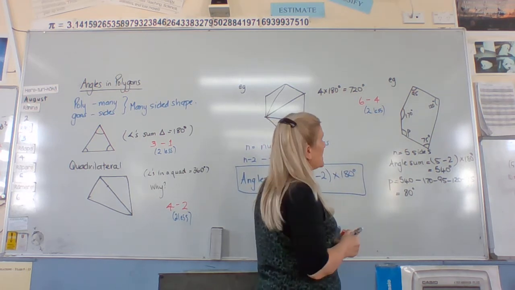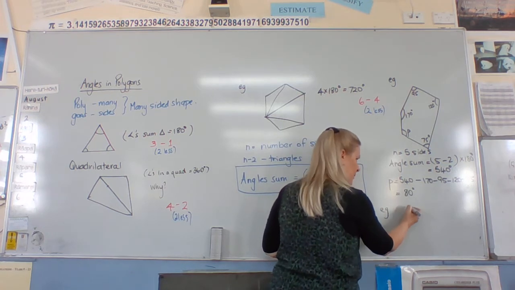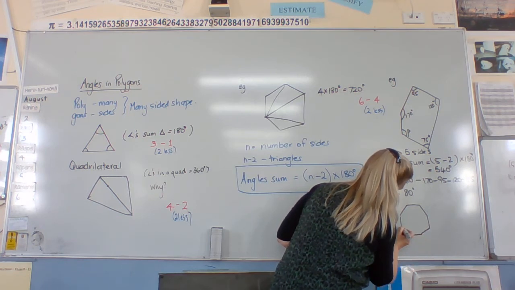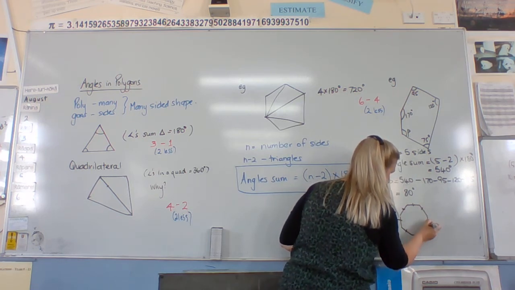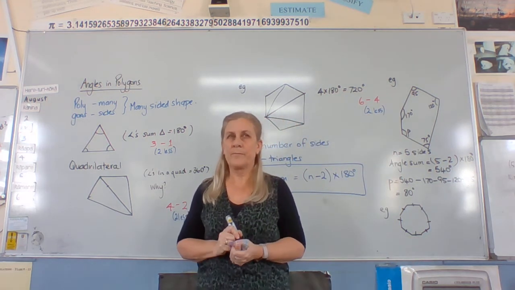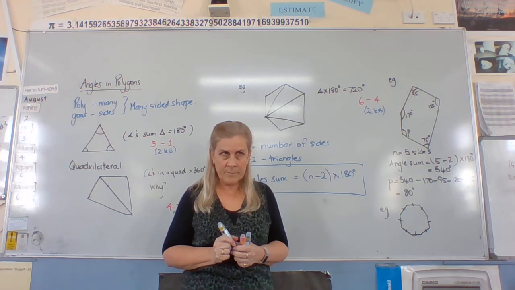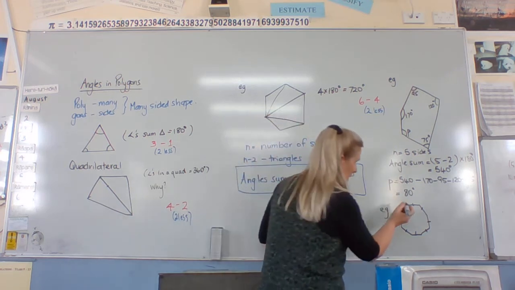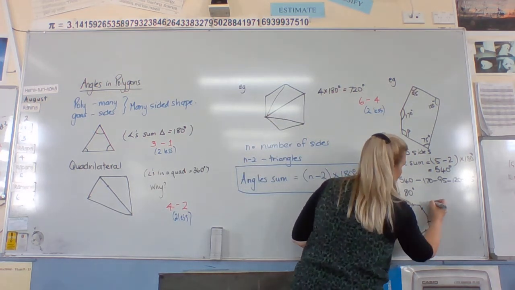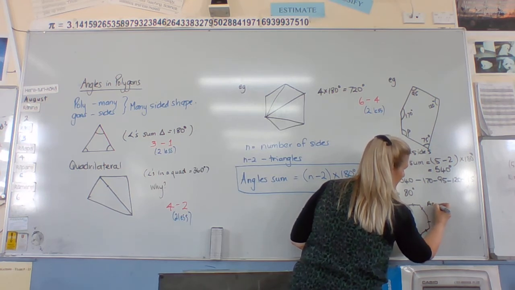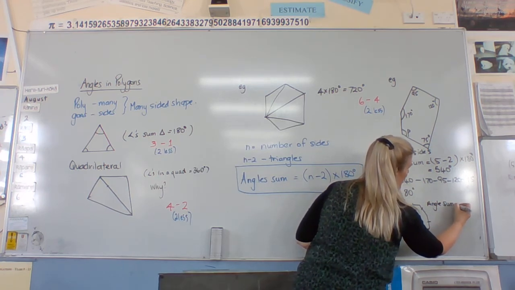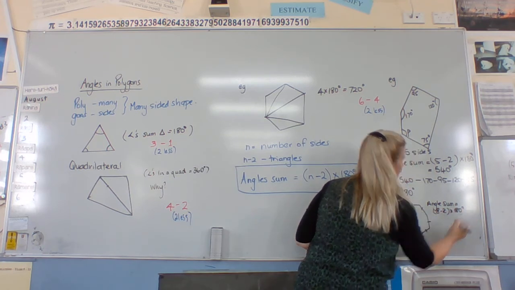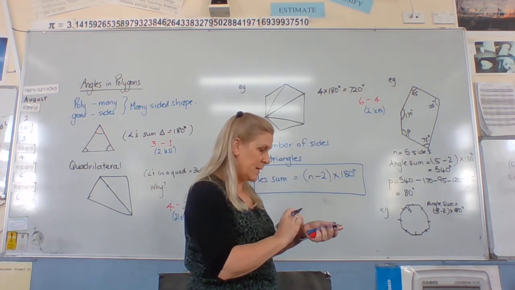All right? So another example we could have is something like this. Let's see if I can draw it pretty well. What shape? Good, octagon. So, how many sides does an octagon have? 8. I want to find this one. An octagon has 8 sides, so its angle sum equals 8 minus 2 times 180. So 6 times 180.